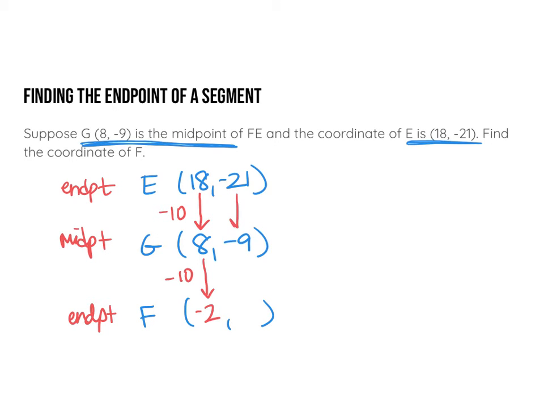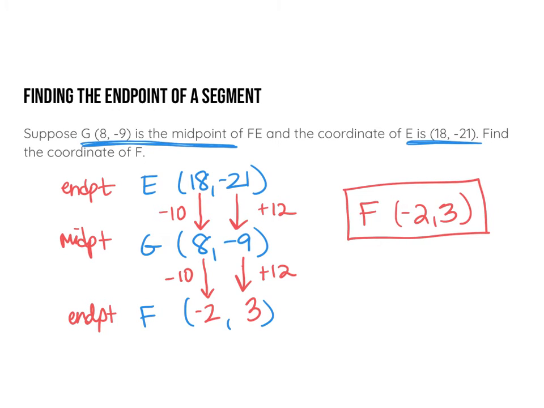From negative 21 to negative 9, I'm increasing by 12 here. So I'm going to do that same thing. Plus 12, negative 9 plus 12 is 3. Okay, so my coordinates for F, remember when it says coordinate, I need an X and a Y, would be negative 2, 3. Okay, and we just do that by setting up endpoint, midpoint, endpoint.